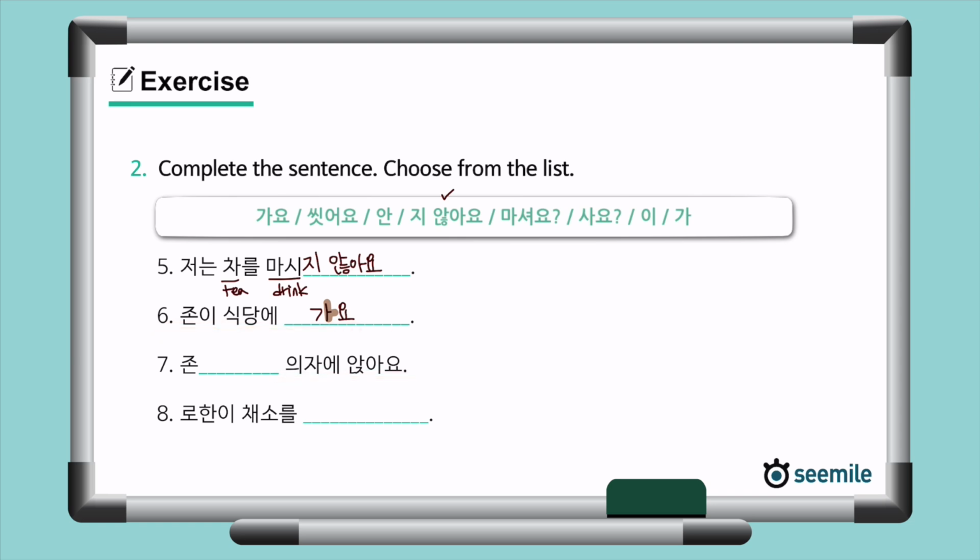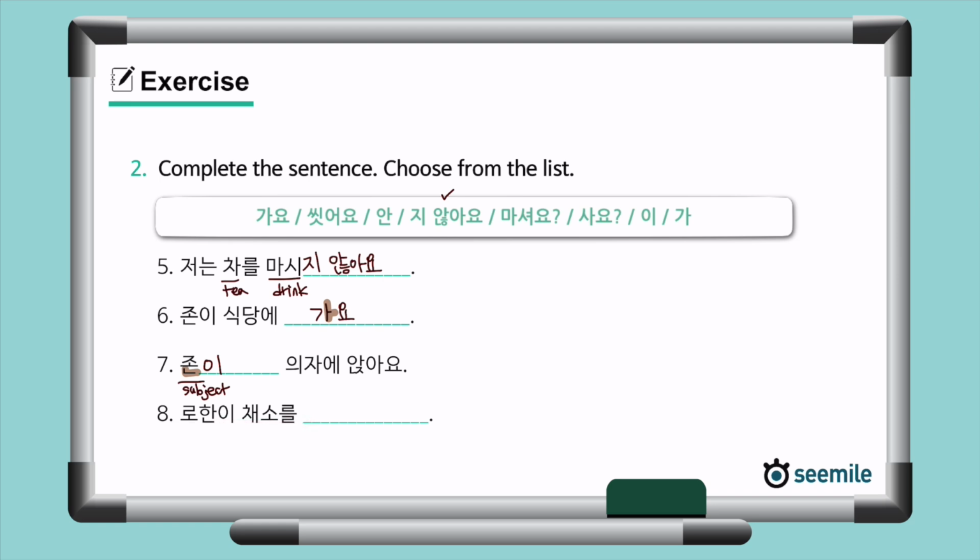Number 7. 의자에 앉아요. To sit on a chair. 존 is mentioned in the beginning of the sentence, so he must be the subject of the sentence, the one who sits on the chair. And the name 존 ends in a consonant, so the subject marking particle 이 should be used. 존이 의자에 앉아요.